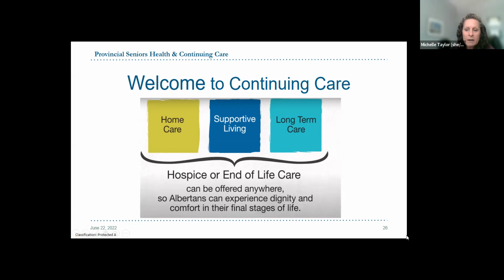There is home care, supportive living, also known as designated supportive living, and long-term care.